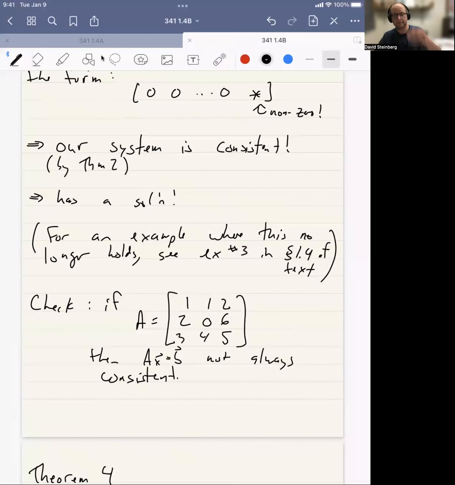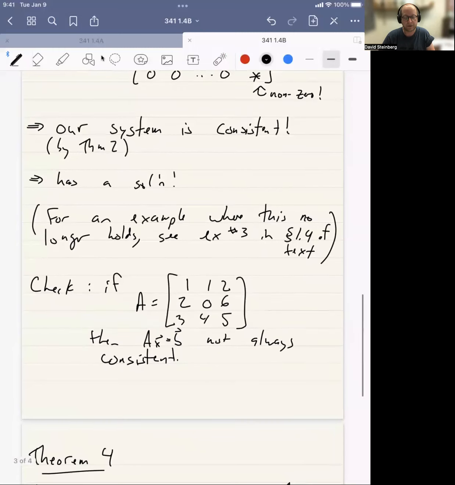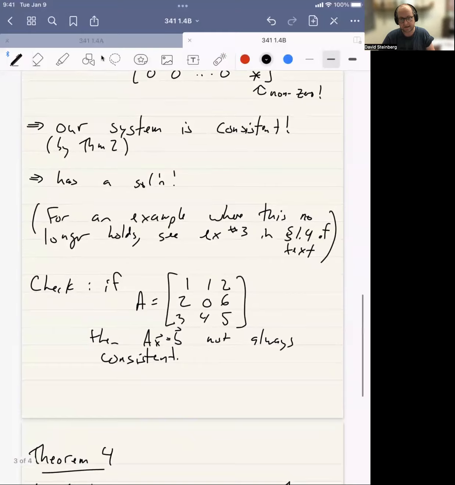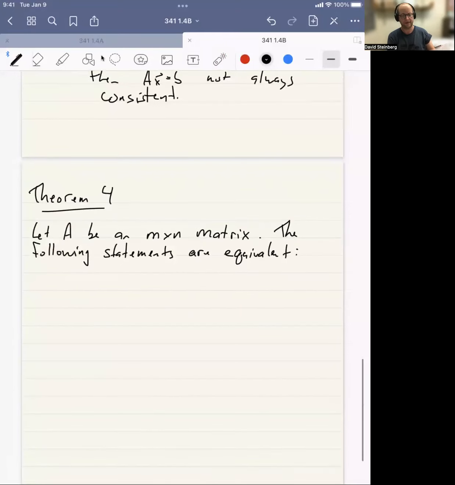Okay. Good. And so Theorem 4 here is giving us some sort of summary of the relationships between pivots and consistency and our matrix equation. Let's take a look at what this theorem says. Let A be an m by n matrix. The following statements are equivalent. That means we're going to give you 4 statements. Either they're all true for a given matrix or they're all false. You can't pick and choose. If one of them is true, they all have to be true. If one of them is false, they all have to be false.